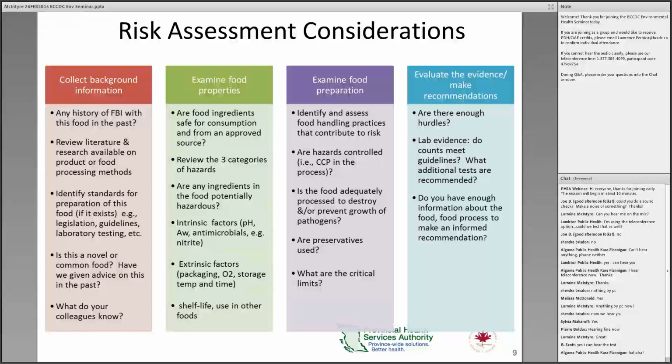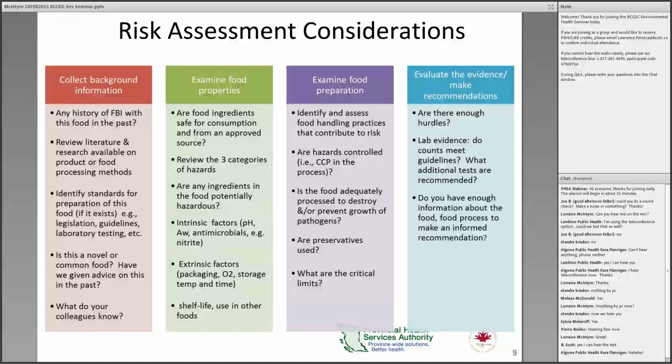So are there any PHF ingredients? And we look at intrinsic and extrinsic factors in those foods. So the intrinsic ones are the pH and water activity, that's AW, or whether the food naturally contains any antimicrobials. And then also extrinsic, I can never say that word, but those factors are important too. And that has to do with the storage temperature and the kind of packaging. Maybe it's in reduced oxygen packaging. And you also want to look at the shelf life.